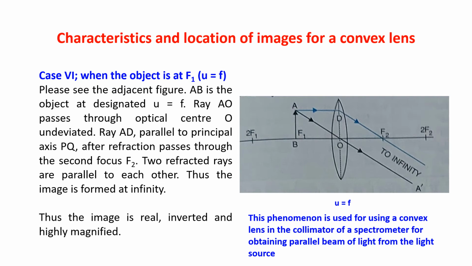Next case, case number 6. When the object is at f1. Now you can see that the object is placed at f1. That means your u is equal to small f.